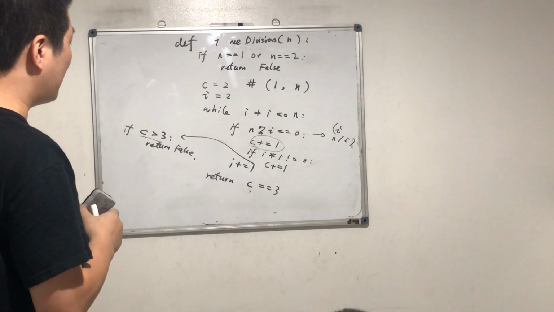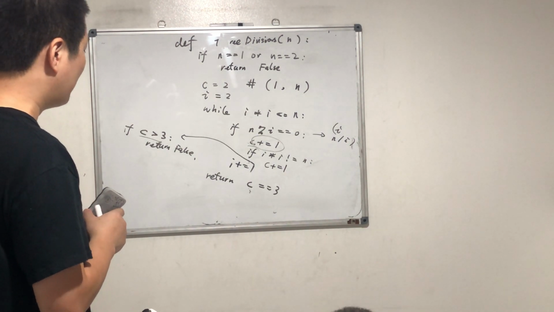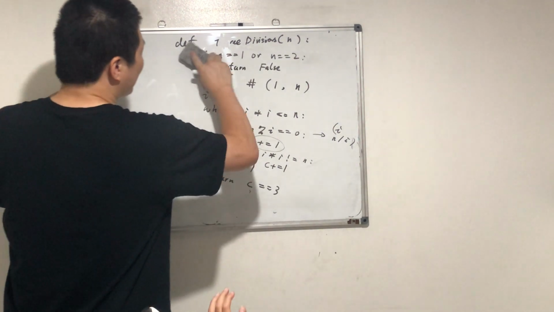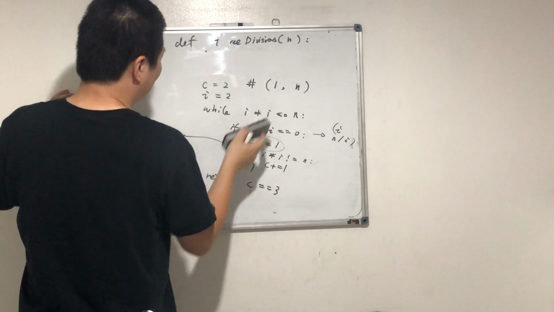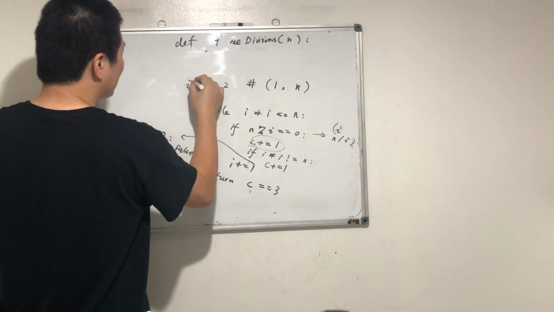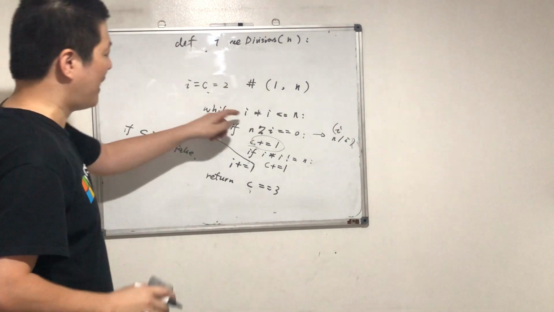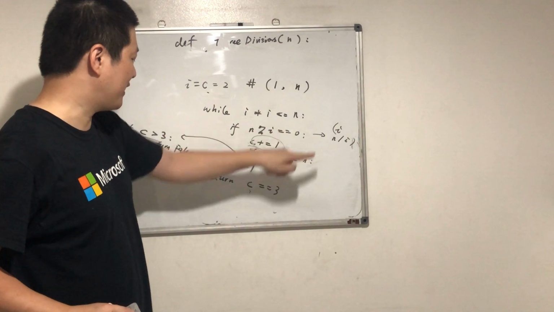Okay, so we actually don't need these ifs as well. We can just do this. We can just start with C equals 2, and i equals 2, while i times i is smaller than or equal to N, do this.